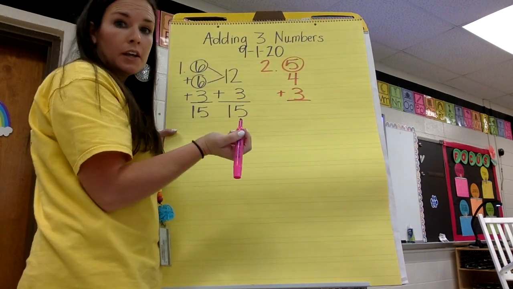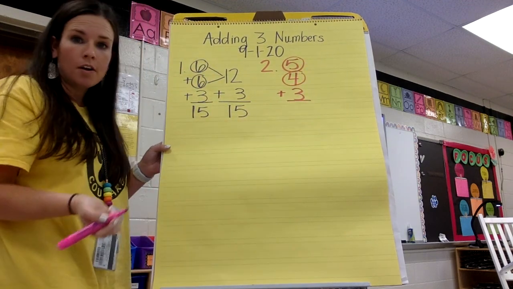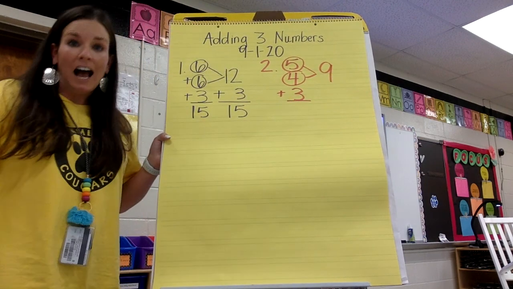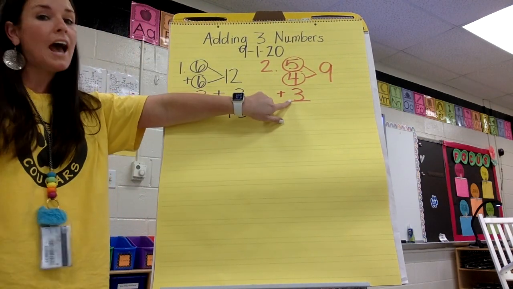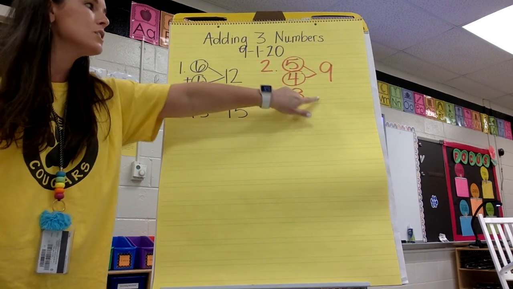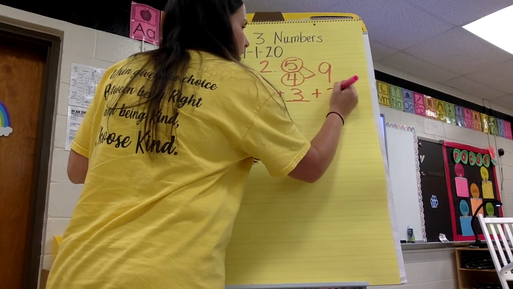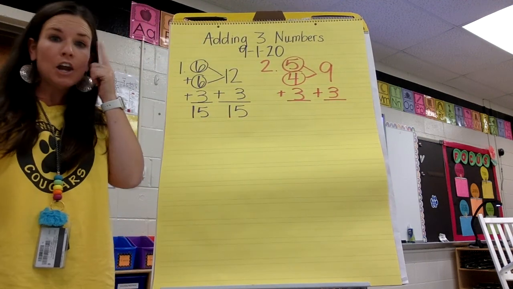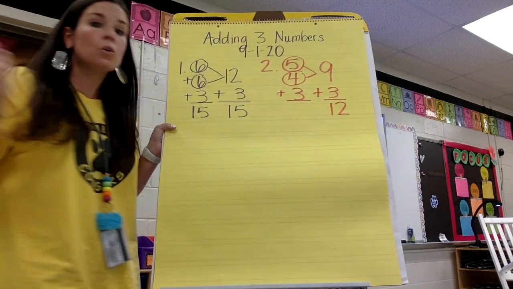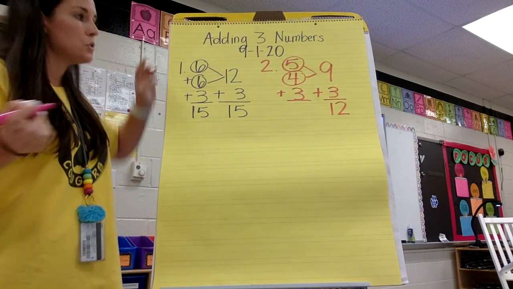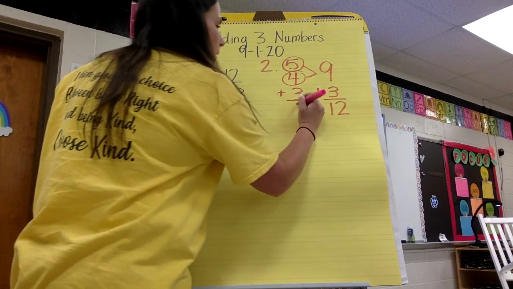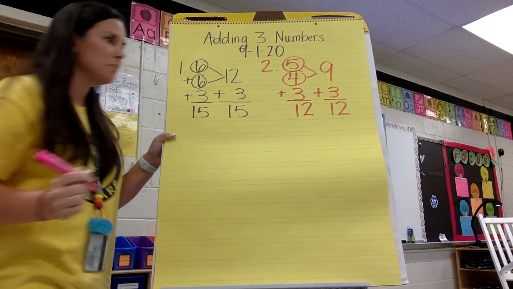5, I'm going to circle it, plus 4, and I'm going to draw a line, is 9. But remember, we have another number we still have to add. We cannot leave it out. So I'm going to add plus 3 to my 9. And I know 9 plus 3 equals 12. So if 9 plus 3 equals 12, that means 5 plus 4 plus 3 is 12. So I'm going to write my answer down.